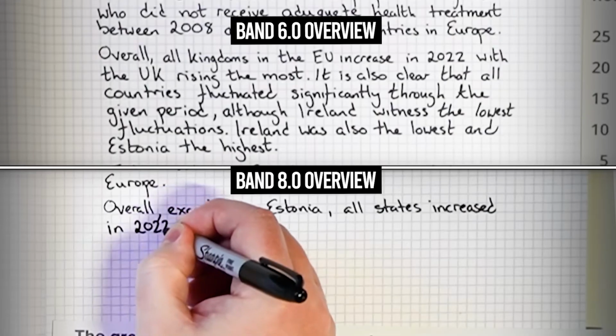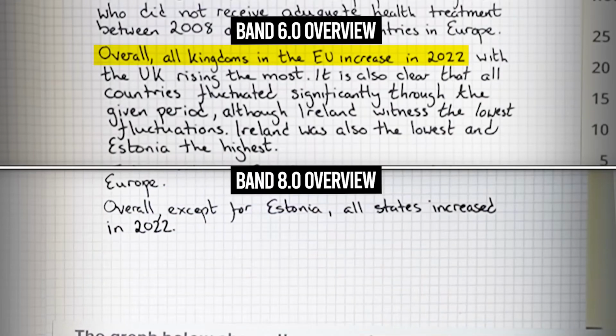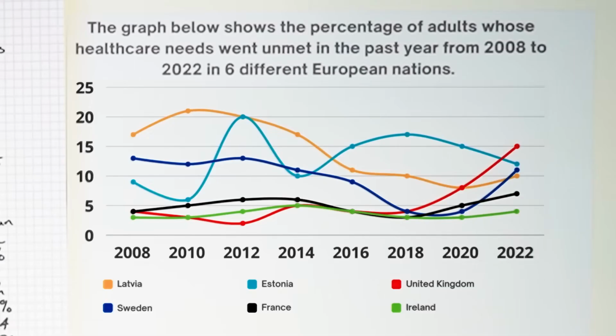So we've changed it from overall all kingdoms in the EU increase in 2022 and just simplified it by saying overall, except for Estonia, all states increased in 2022. Again, we looked for the most significant data. All of them increased except for one. So we just stated that. And we're not going to put that the UK rises the most because it's not really clear whether that's the case.